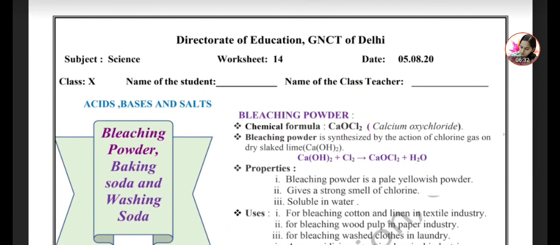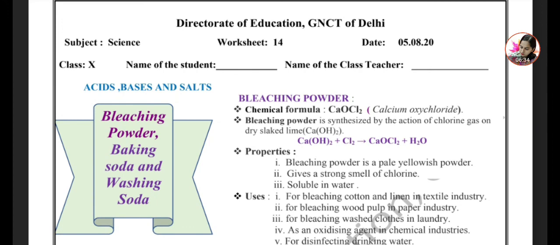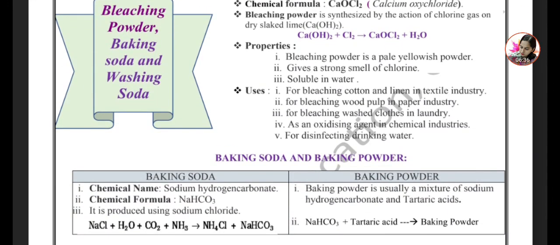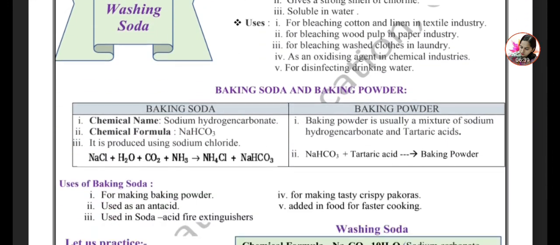Okay students, I think in today's worksheet you can learn about bleaching powder, the difference between baking soda and baking powder, and about washing soda.